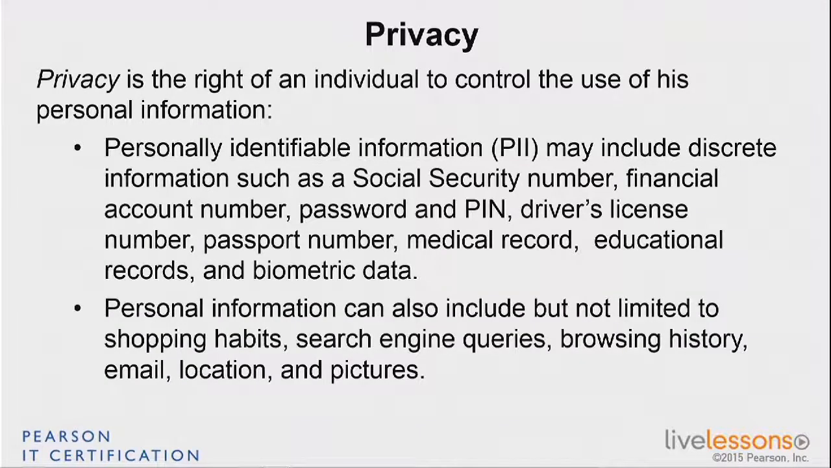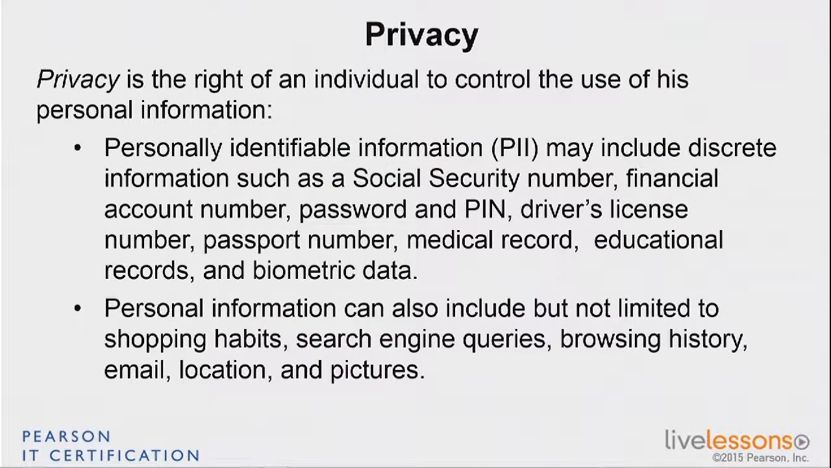Personal information, though, can also include our actions. So it can include, but not be limited to, our shopping habits, our search engine queries, our browsing history, our email, our location where we are, and even pictures. And this is really an expansion of the idea of privacy, that now somebody can be tracking all of those different things and really start aggregating that information. And what you see there with your shopping habits, your search engine queries, your browsing history, some email, location, and pictures, all of that can end up in a data warehouse.